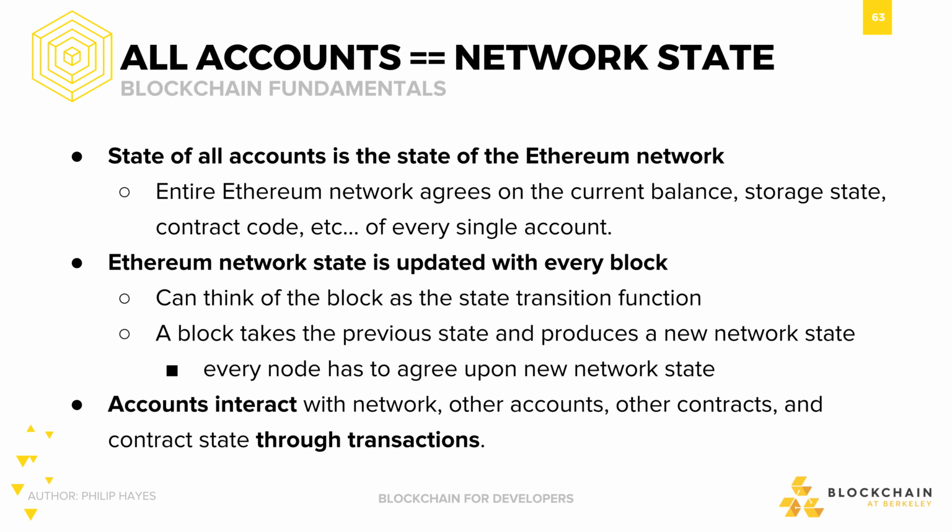Each time we put a new block on the blockchain, and there are new transactions that happen, there's a new account state every time, right? So remember, in Bitcoin, we store the transactions. In Ethereum, we're going to store account state. So accounts interact with networks, other accounts, other contracts, and they do this using transactions.